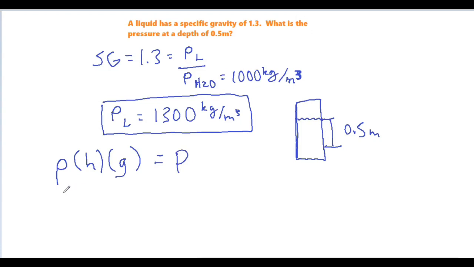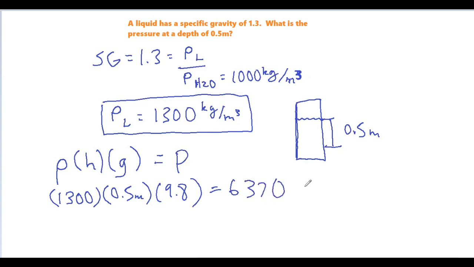And we have a value of 1,300 for our rho. We have a height or depth of 0.5 meters, and we have the constant of 9.8. Just as we did with the other problem, simply find the product of those using your calculator, and we got 6,370 pascals for the pressure. So for this one, pretty simple calculation-wise. The one new concept added to the first problem was this specific gravity idea, taking the ratio of these numbers over here.